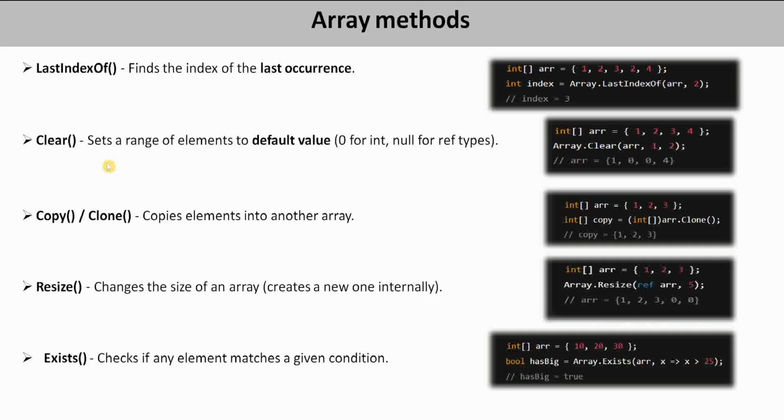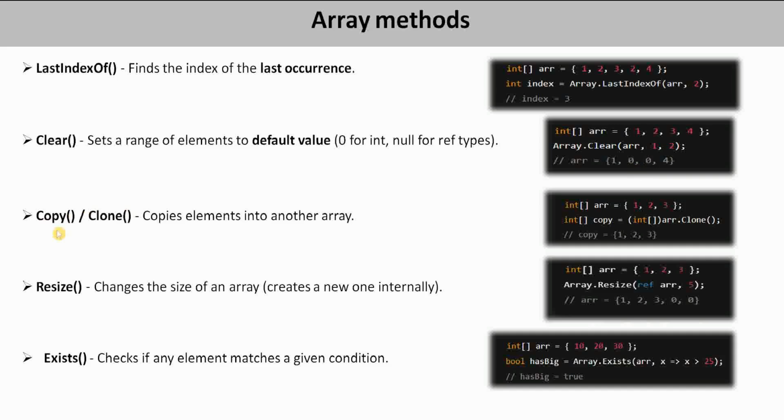Next method we have is the Clear method. It sets a range of elements to the default value, 0 for integer, null for reference type. If we want to set some values to 0, meaning the default value, how can we do it? We can do it with the Clear method. Here we have 4 elements, from index 0 to 3. To set values to 0, we use Array dot Clear, then the array name, then the index where it starts from. So it starts from index 1, and then the total length, 2. It will set the default value for a length of 2, meaning for indexes 2 and 3. Here we have the result: it started from the first index, and for the length of 2 it set the values to default, meaning 0. So this is all about the Clear method.